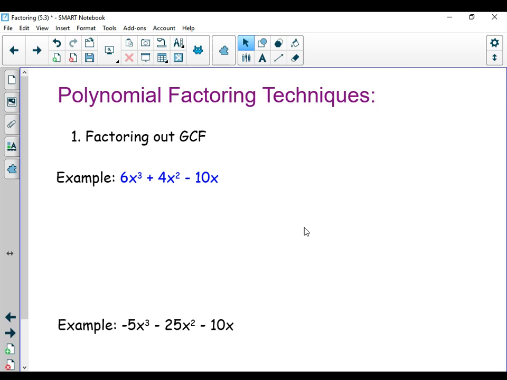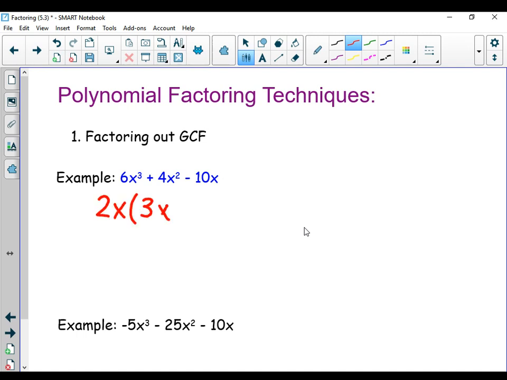What is my greatest common factor in the first one? 2x. Are we done? No, that can be factored further. You're always going to do that. Okay. So factors of -15.